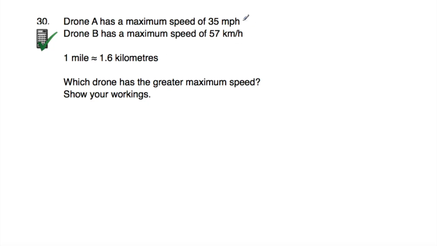Okay, so here the two speeds are in different units. One's in miles per hour and one's in kilometers per hour. So let's convert them. We can change the miles per hour into kilometers per hour. To do that, you would just times the 35 by 1.6, because if it travels 35 miles every hour, that's going to be 35 lots of 1.6. So 35 times 1.6 is equal to 56.